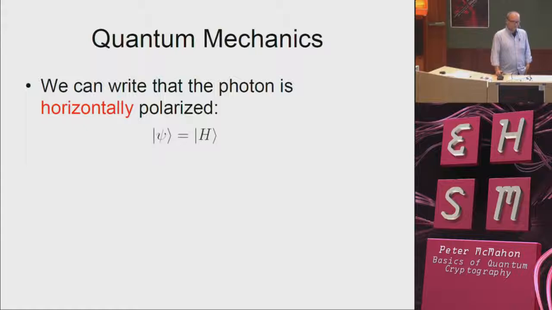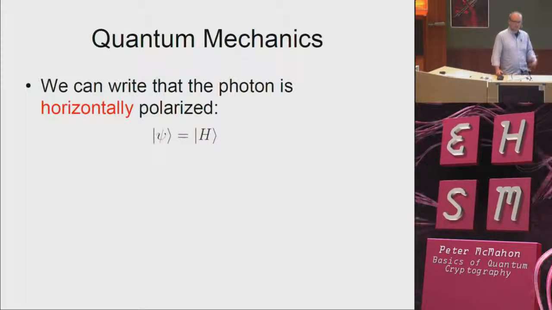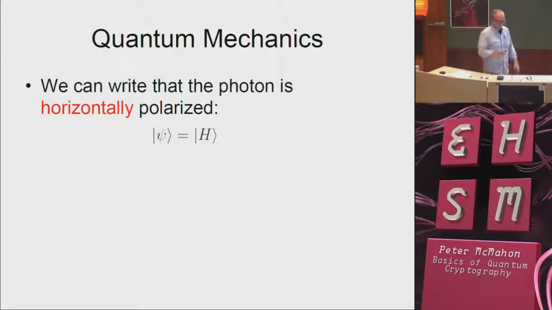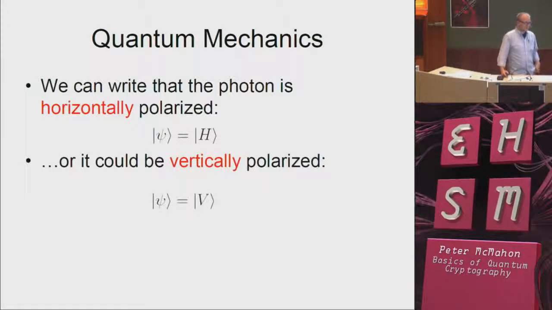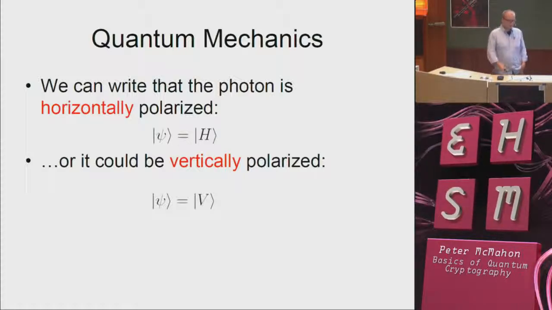So let's imagine that we have a photon and it's horizontally polarized. To introduce some notation that's going to be used throughout the talk, we will say that the state of the photon psi is given by this funny-looking notation, just H, with this vertical bar and angle bracket, which is the Dirac bra-ket notation. It doesn't mean anything besides that when you see that notation, we're talking about a quantum state. So it could also be vertically polarized, in which case we would describe the state of the photon as psi equals V.